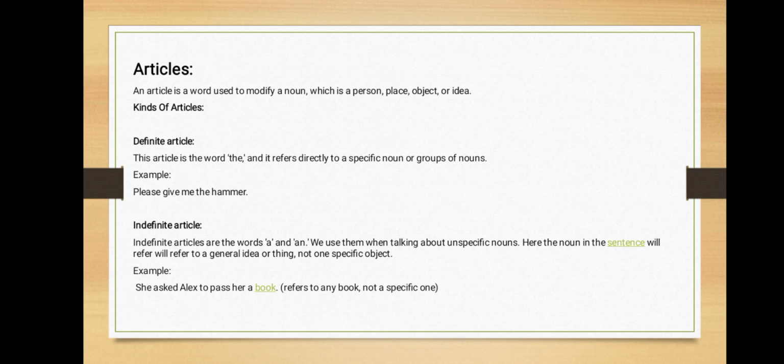Indefinite articles. The indefinite articles are the words a and an. We use them when talking about an unspecific noun. Here the noun in the sentence will refer to a general idea or thing, not one specific object. For example, she asked Alex to pass her a book refers to any book, not a specific one.